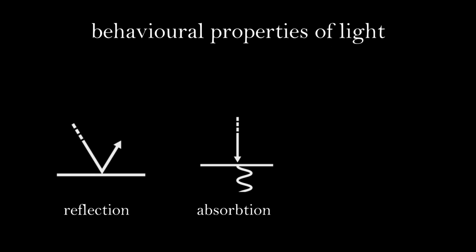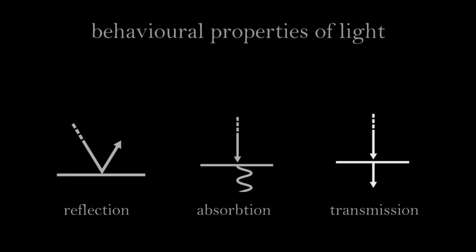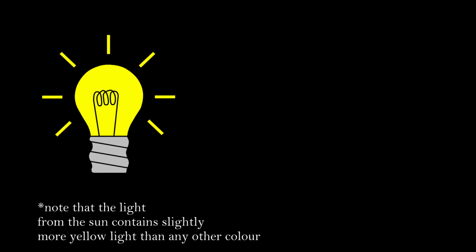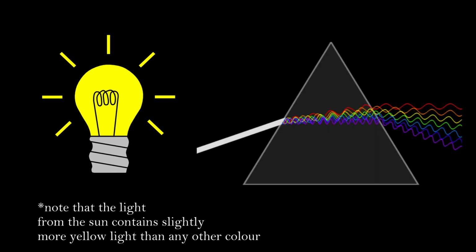There are a number of basic behavioral properties of light that allow it to be observed by the human eye, but the important ones for the purpose of this video are reflection, absorption, and transmission. Note that these properties are not unique to visible light and are applicable for all forms of electromagnetic radiation. White light, such as that emitted by a light bulb or the sun, contains rays of all perceivable colors, which, when combined, appear as white.